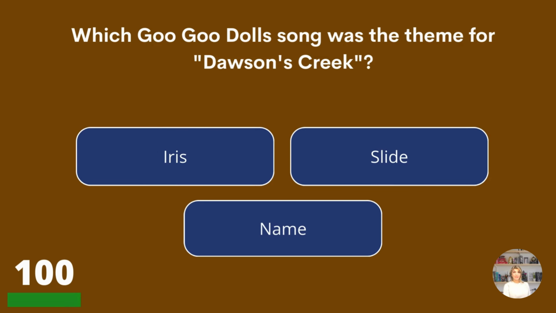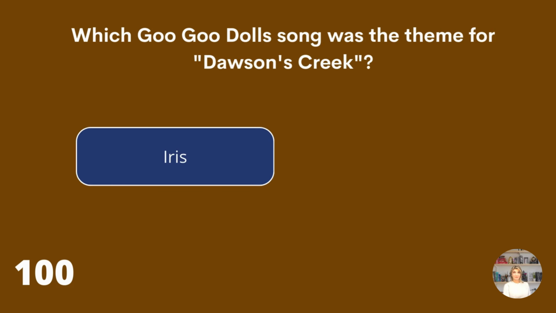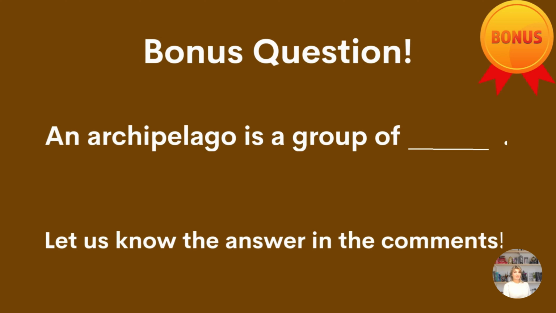Which Goo Goo Dolls song was the theme for Dawson's Creek? Iris, Glide, or Name? Iris. Bonus question. An archipelago is a group of what? Let us know the answer in the comments.